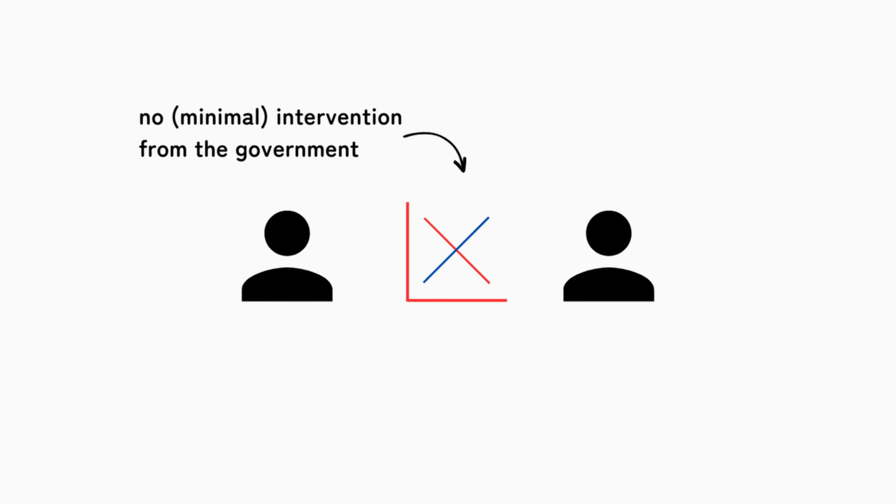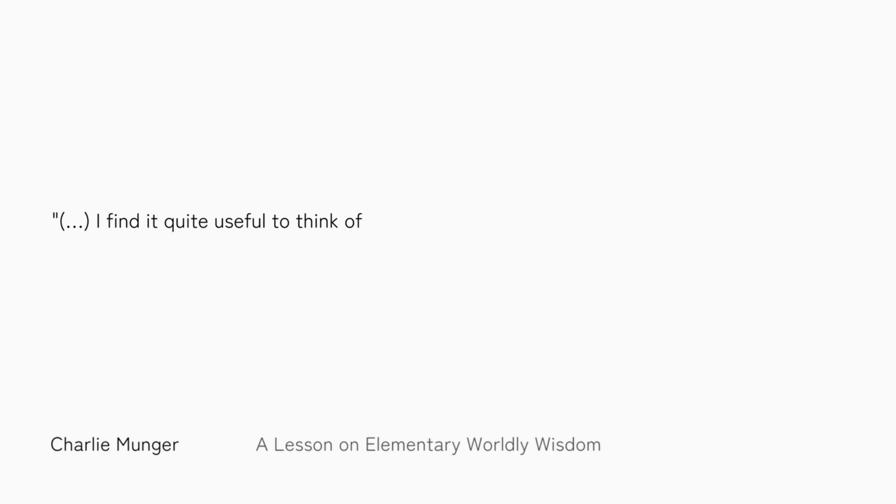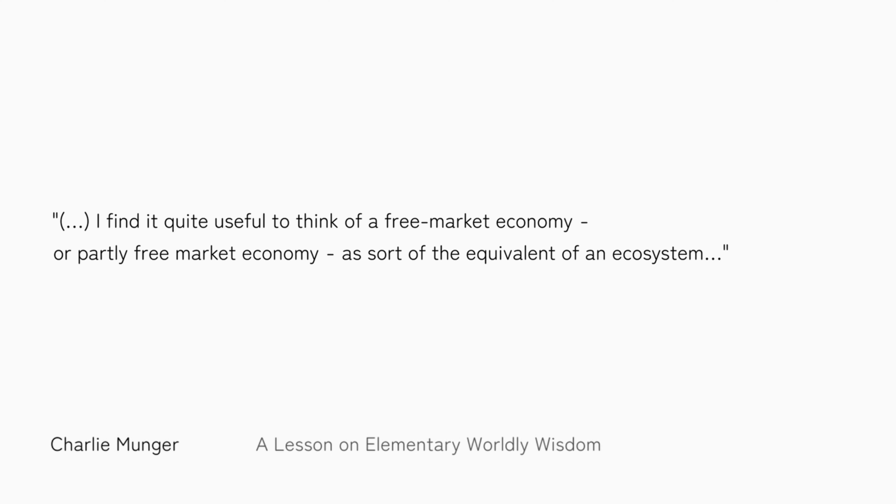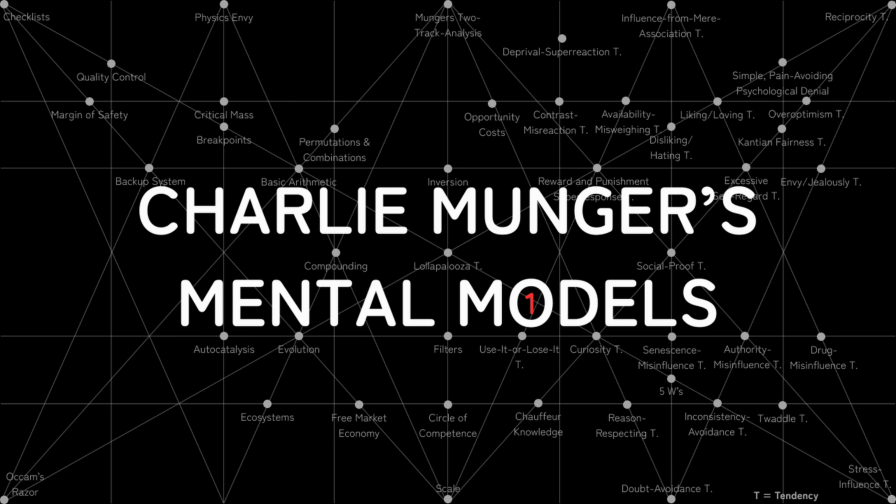A free market economy is a system in which buyers and sellers of goods and services are guided by supply and demand. Since it's free, there is no intervention or only minimal intervention from the outside, for example from governments. I find it quite useful to think of a free market economy, or partly free market economy, as sort of the equivalent of an ecosystem. The mental model of an ecosystem we dealt with in the first part of this Charlie Munger's Mental Models series.